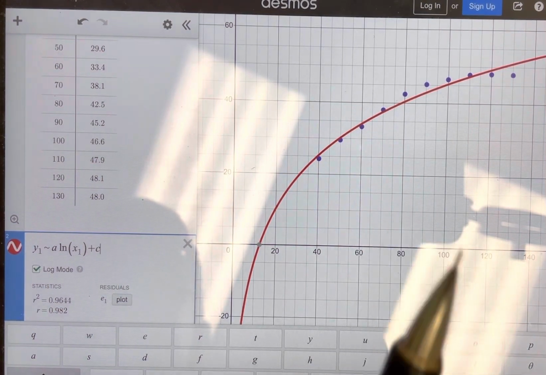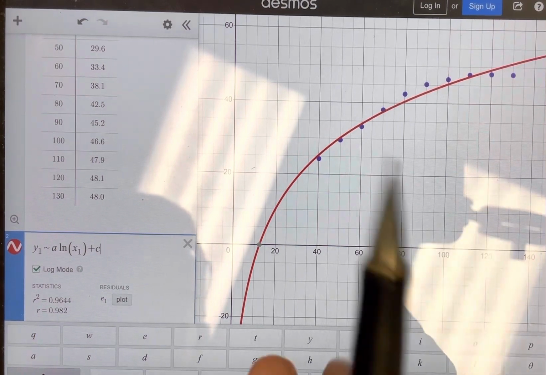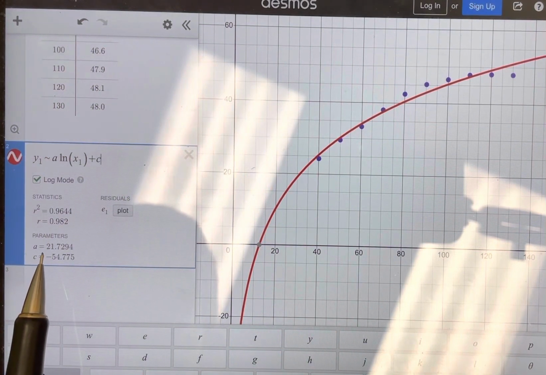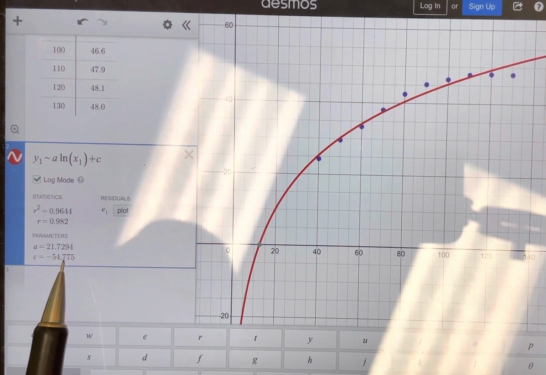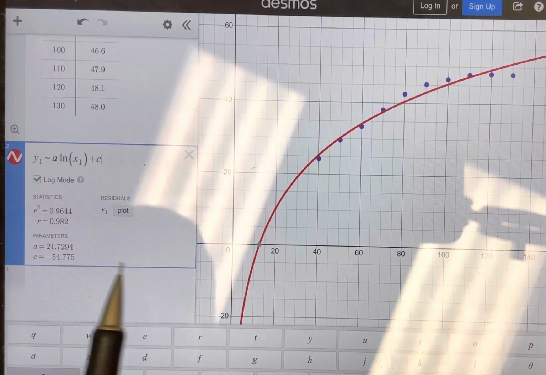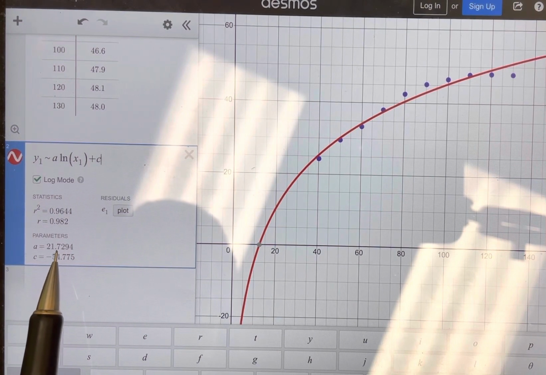And then again, check your log mode box. And you'll notice it's not bad. I mean, you notice your r squared is 0.96. That's really high, but it's not 0.99, but it's a good model. Let's take a look. If we scroll down here, they're telling us the A value to make this work is 21.729, and the C value for this log model is negative 54.775. So we'll round this one to the thousandth place because this is to the thousandth place.